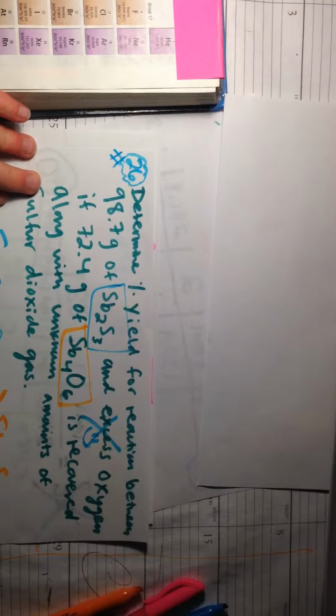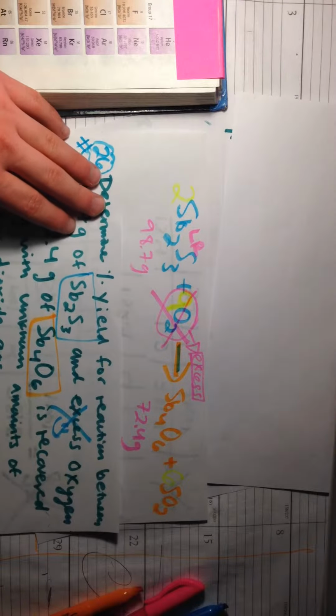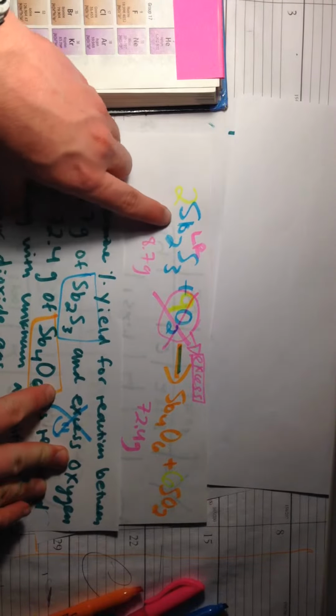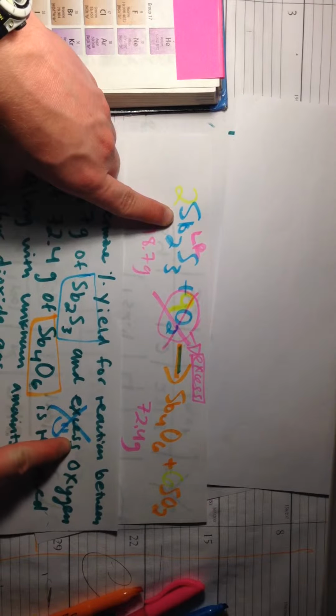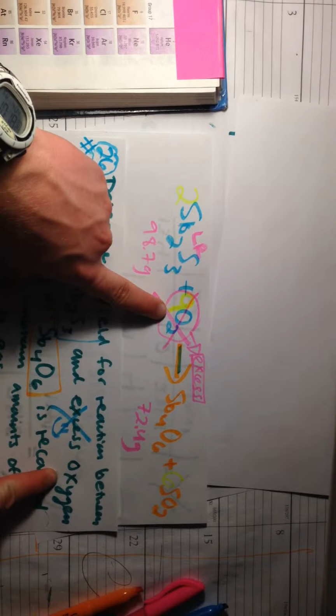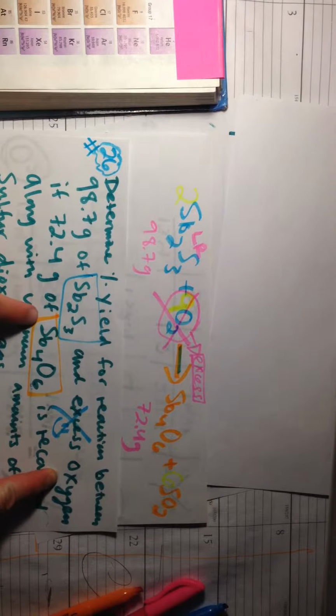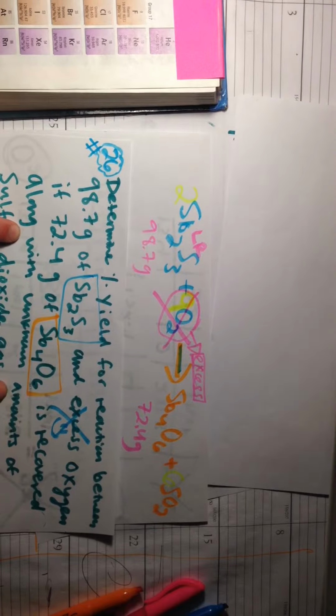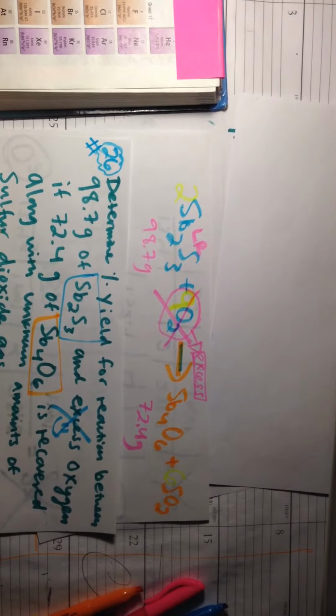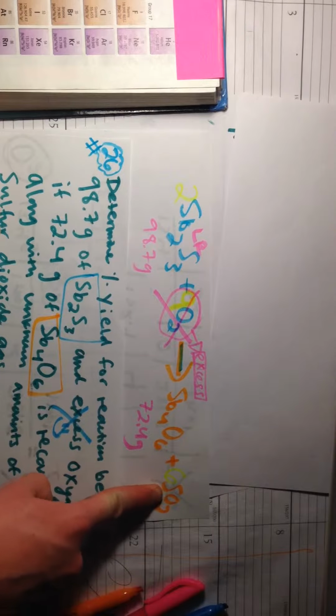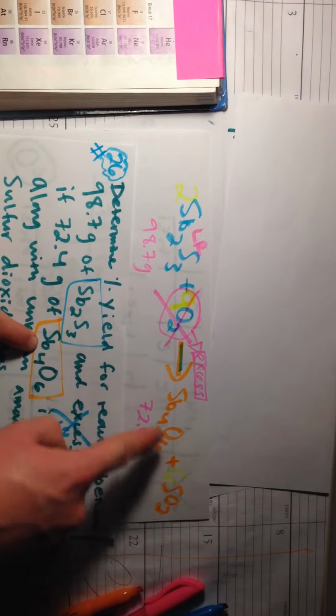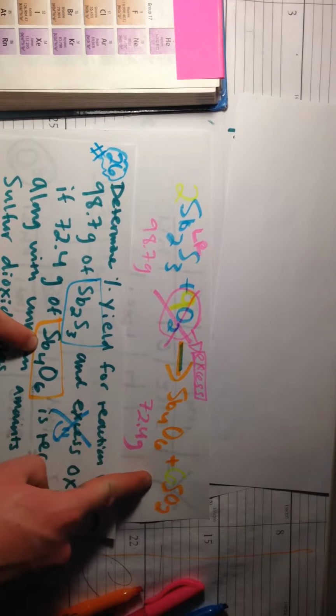So step one is you want to write out your equation. Sb2S3 and oxygen, O2, is recovered along with amounts of sulfur dioxide gas. So sulfur dioxide gas and this right here, Sb4O6.